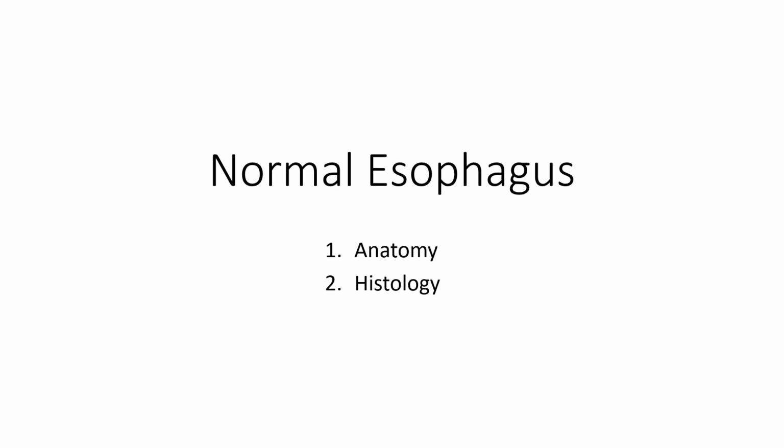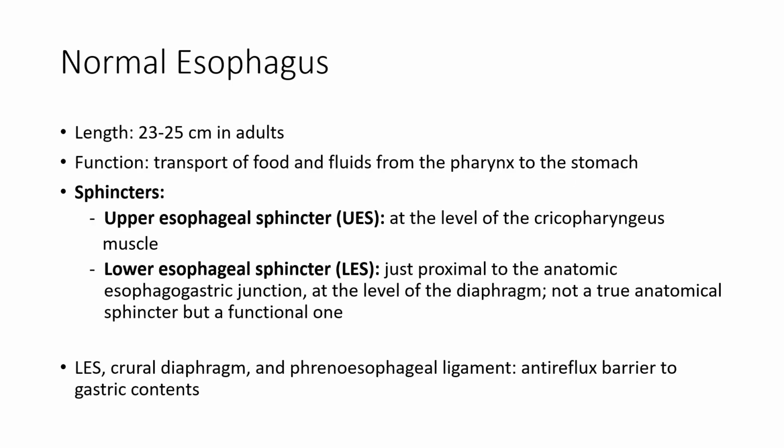So we will start with the normal esophagus. We will briefly review the anatomy and histology. The esophagus is a tubular, elongated organ of the digestive system, which connects the pharynx to the stomach. It is about 23 to 25 centimeters long in adults, with sphincters located at each of its proximal and distal ends. The upper esophageal sphincter allows for the single direction passage of food into the esophagus, and the lower esophageal sphincter allows for the single direction passage of food into the stomach.